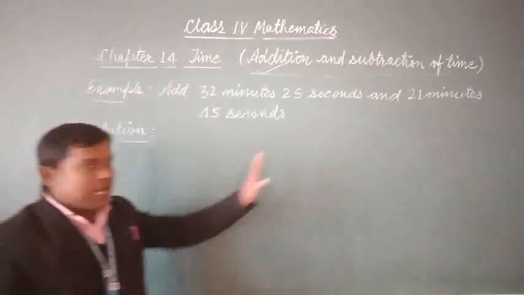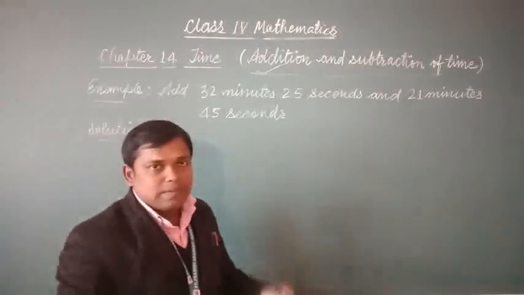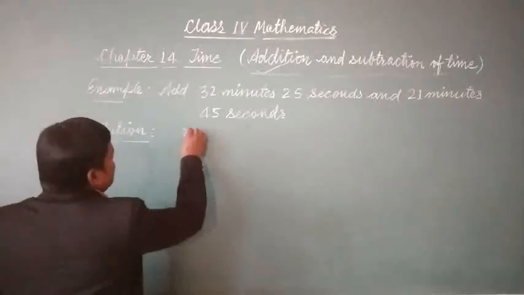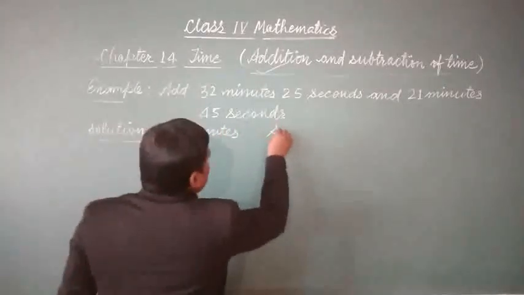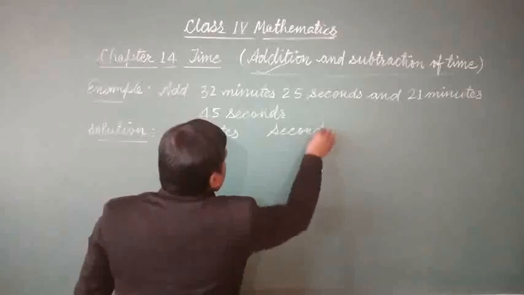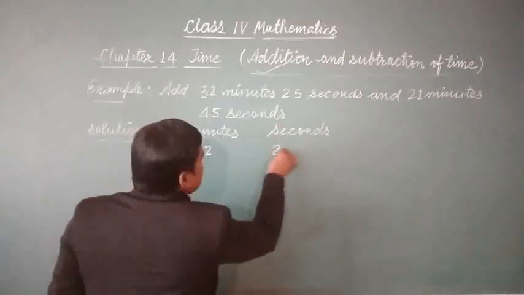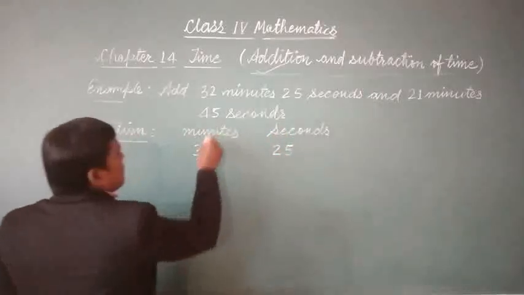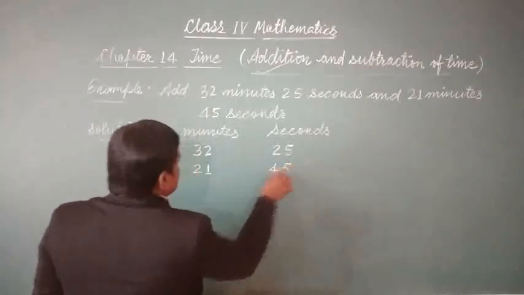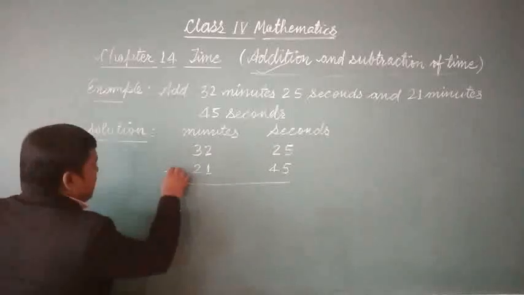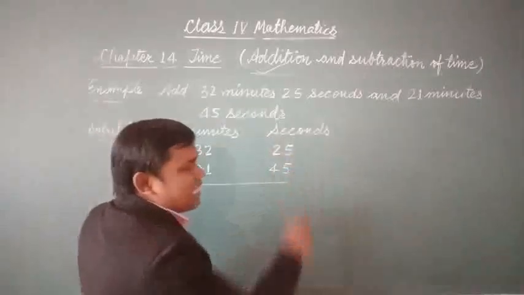Thereafter we will add. We write here minutes and here we write seconds. Under minute we write 32 minutes and 25 seconds. Then 21 minutes and 45 seconds. Now we will add together. So we start to add from the second side.